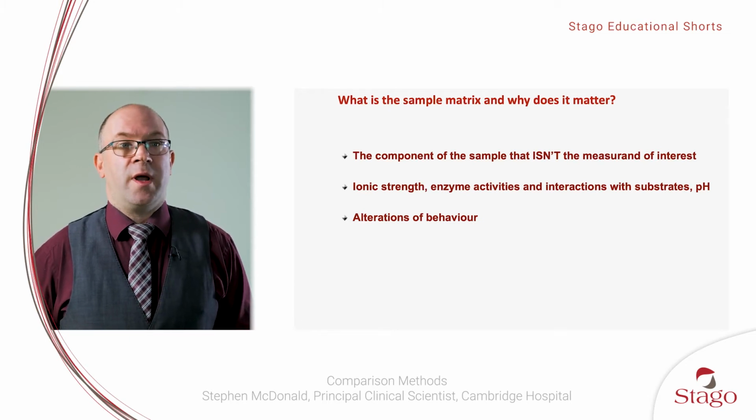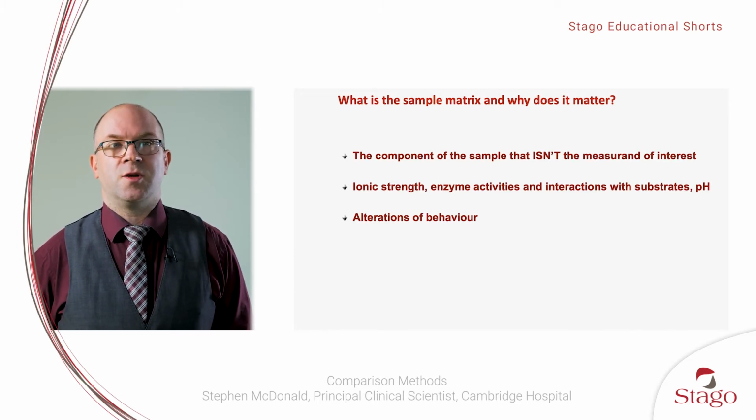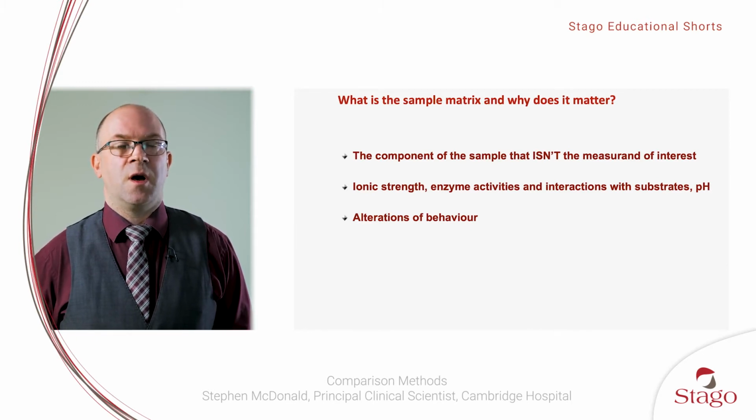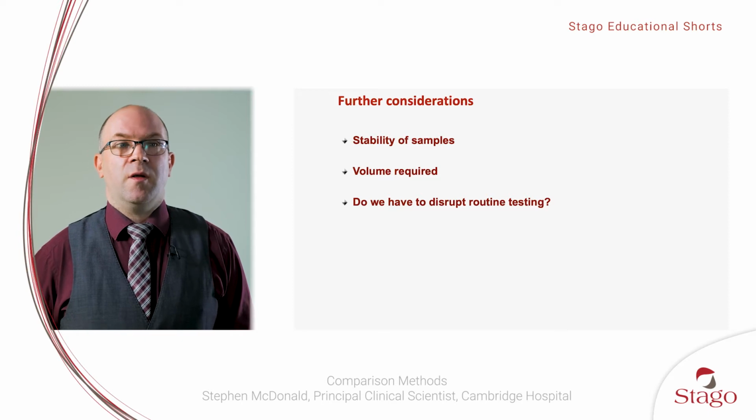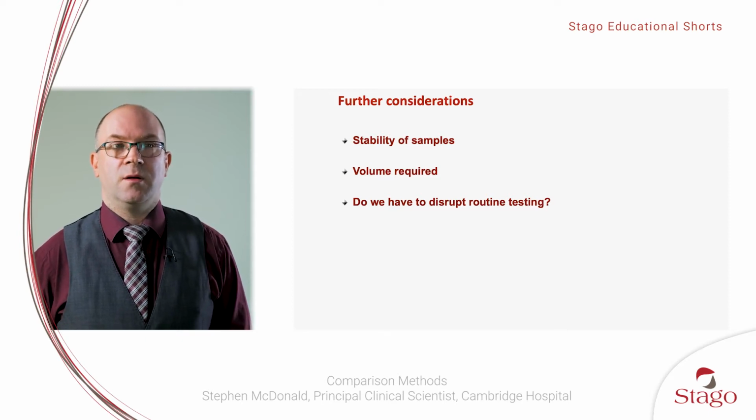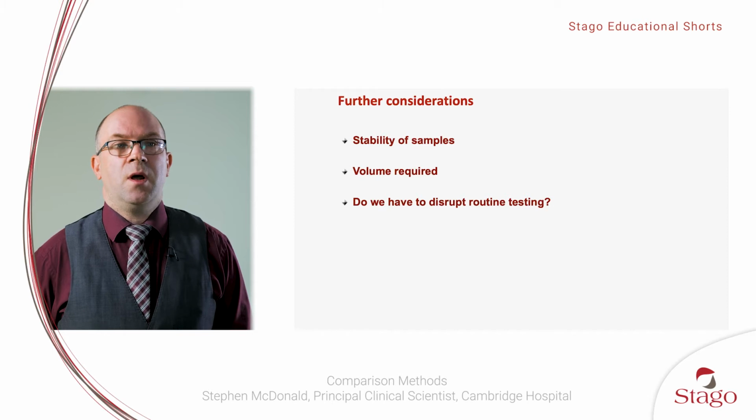Other simple things, biochemical things like ionic strength, changes in the enzyme activities and interactions with substrate can also alter the behaviour of the matrix. So collection of these samples must be done in a very controlled manner. And the stability of the samples as well. How long are they stable for? If we're using fresh samples, are they stable for a period of time? Are they hitting the same analyzer or the different analyzers at the same time, or at least in a way that's not going to impact on the results and introduce error that isn't associated with what we're trying to compare?